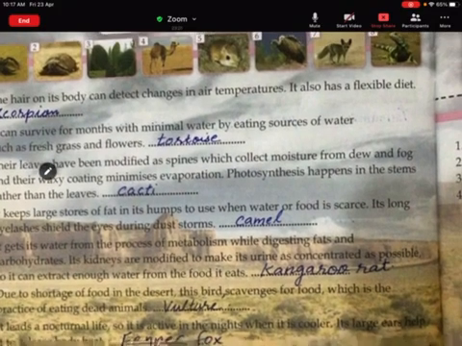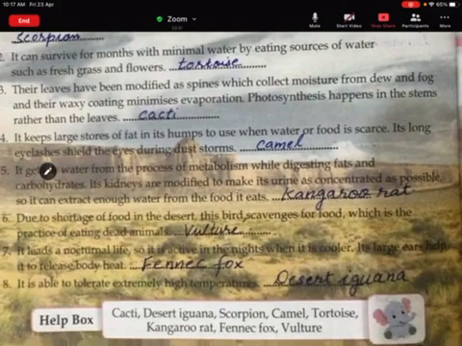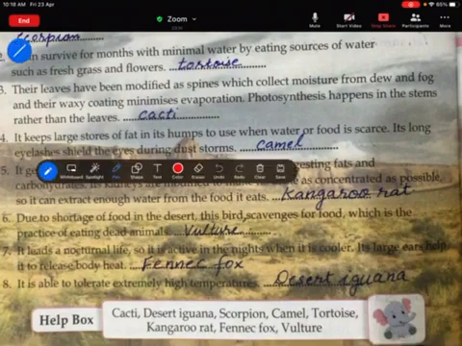Next you see a fox. This is a fox. That fox leads a nocturnal life. Nocturnal life means active in nights. Nights are cooler than days, so it is active in night. You know that bats or owls lead a nocturnal life. Its large ears help it to release body heat. That is fennec fox.